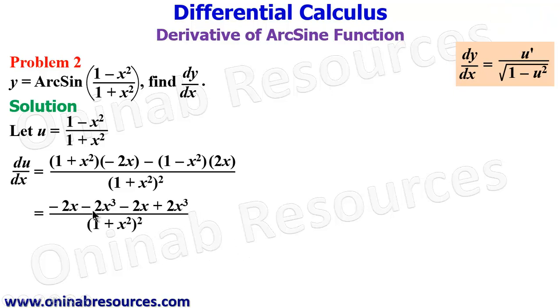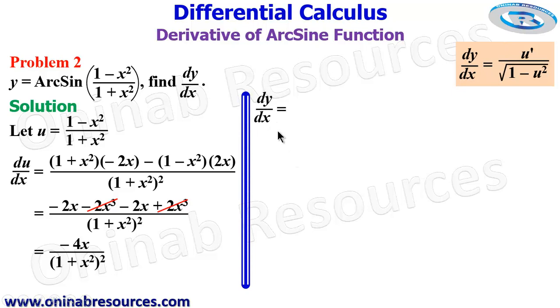We simplify the numerator. This is minus 2x minus 2x, and this is minus 2x cubed plus 2x cubed. Since this is minus 2x cubed and this is plus 2x cubed, they cancel out, because simplifying them will give us 0. So we are now left with minus 2x minus 2x, giving us minus 4x. Then divide by 1 plus x squared all squared. So we've gotten our u prime. We can then go ahead to find our dy/dx.